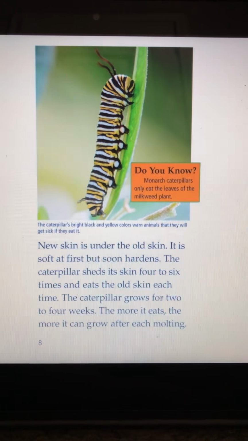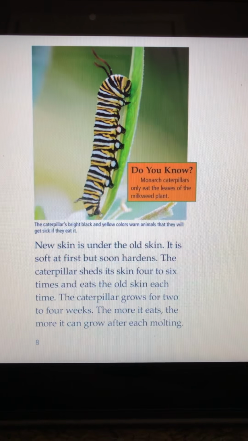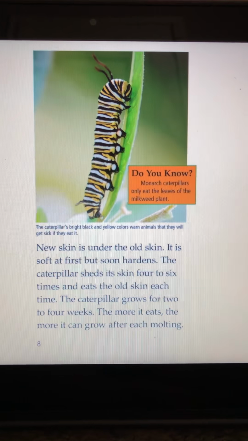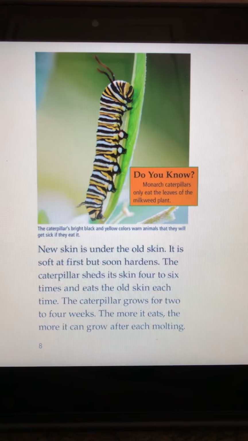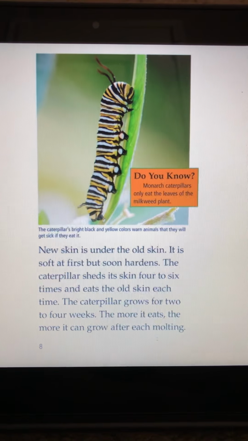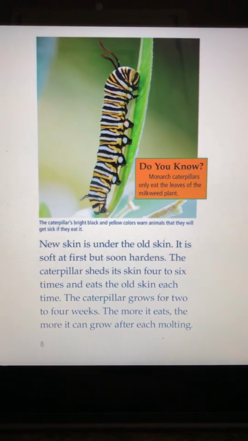Do you know monarch caterpillars only eat the leaves of the milkweed plant? In our picture it says, the caterpillar's bright black and yellow colors warn animals that they will get sick if they eat it.